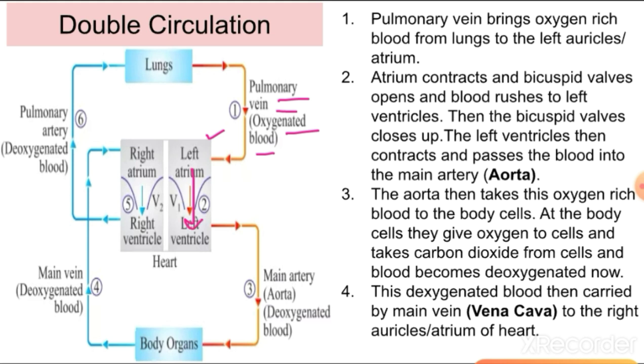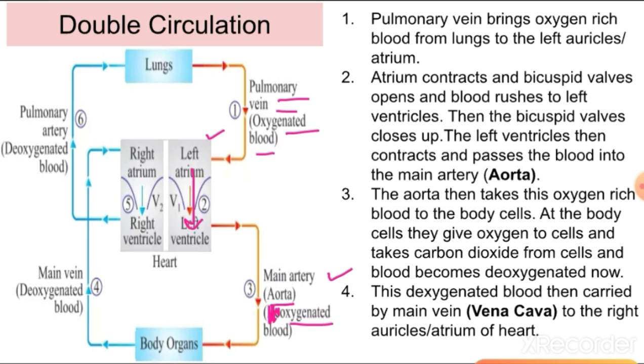Then when the blood rushes down into the left ventricle, the valves get closed. The ventricle contracts and the blood then passes into the main artery, which is known as the aorta. It carries oxygenated blood. So oxygenated blood passes then to the body organs. We have learned that body organs have a network of capillaries. So through the capillaries, the oxygen will be exchanged.